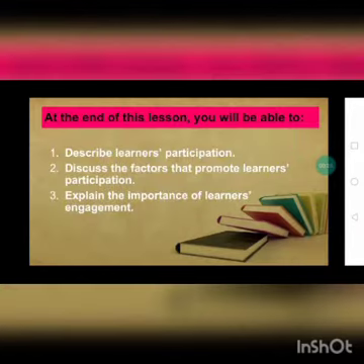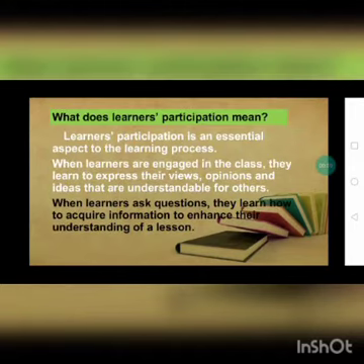At the end of this lesson, you will be able to, number one, describe learners' participation. Number two, discuss the factors that promote learners' participation. And number three, explain the importance of learners' engagement. Here's the question now: what does learners' participation mean?